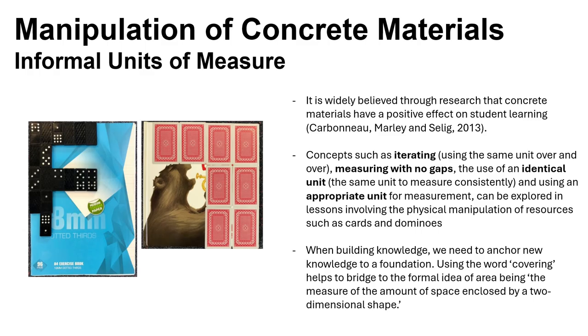This is a really nice way of talking about those concepts of measure, such as iterating, measuring with no gaps, identical unit, and appropriate unit of measure, that you can layer in your classroom discussions. These are nice little activities where you can roam around the room and really shift student thinking to understand, hey, when we measure, we make sure we measure with no gaps. We make sure we use the same unit. We make sure we use an appropriate unit. For example, you're not going to use dominoes to measure a basketball court. That's a very extreme example, but you get the idea.